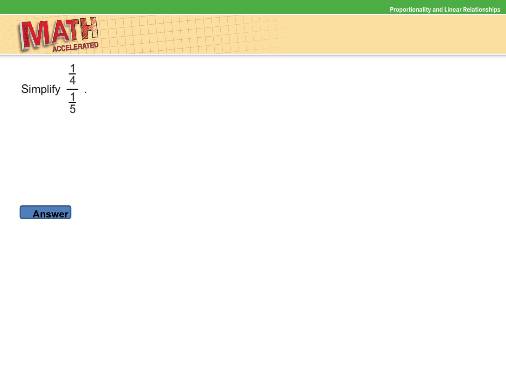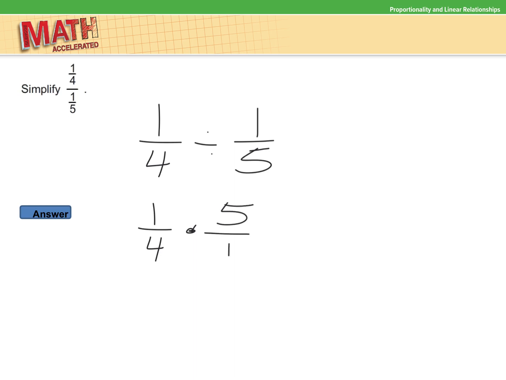1/4 divided by 1/5. Okay, how can we rewrite this? Because what does this say again? 1/4 divided by 1/5. Yep, so let's write it out that way. 1/4 divided by 1/5. Can I solve it looking like this? No, what do I need to do first? Keep the first fraction, change the sign, flip the second fraction. Now what do I do? Multiply straight across.